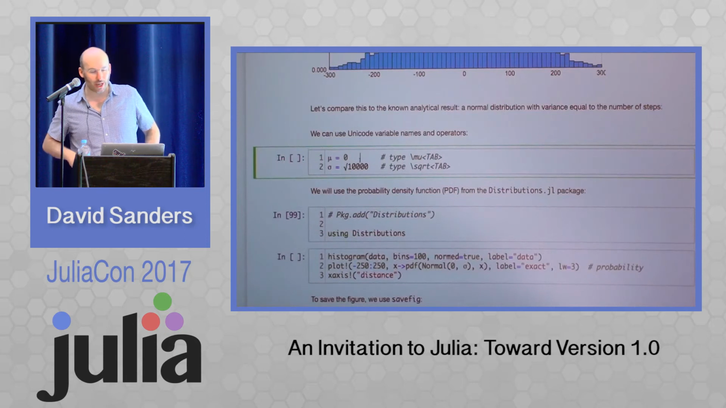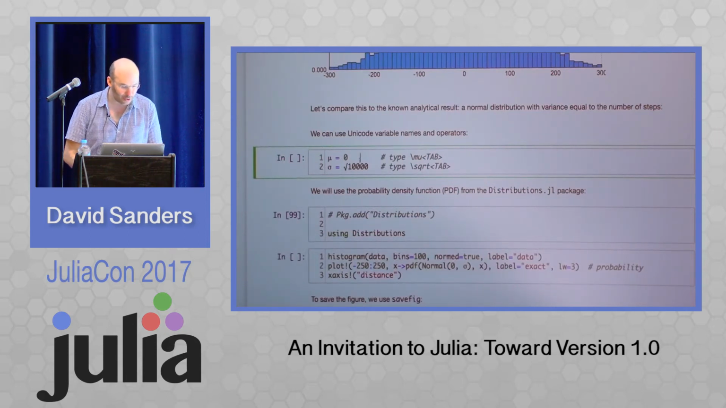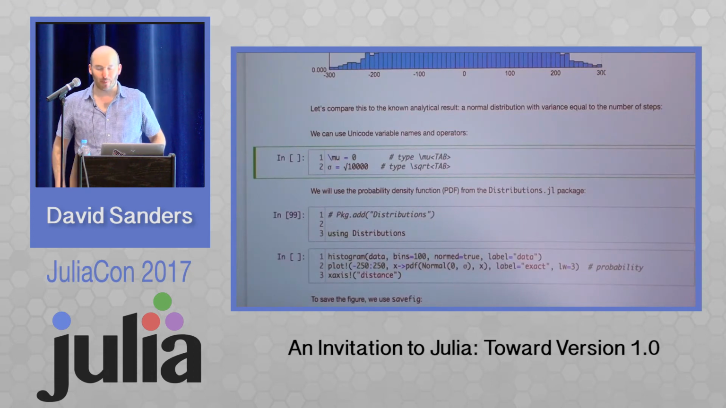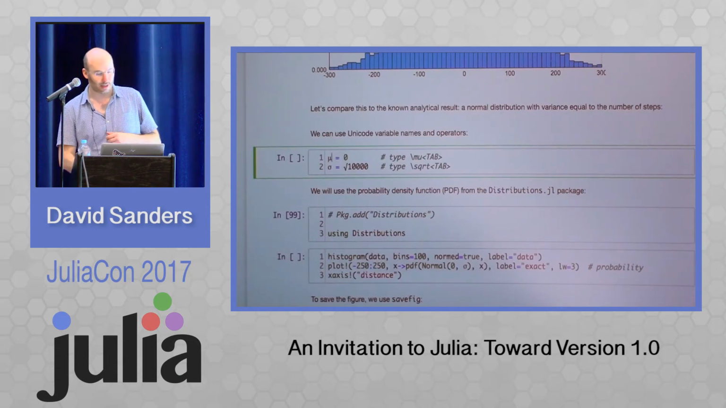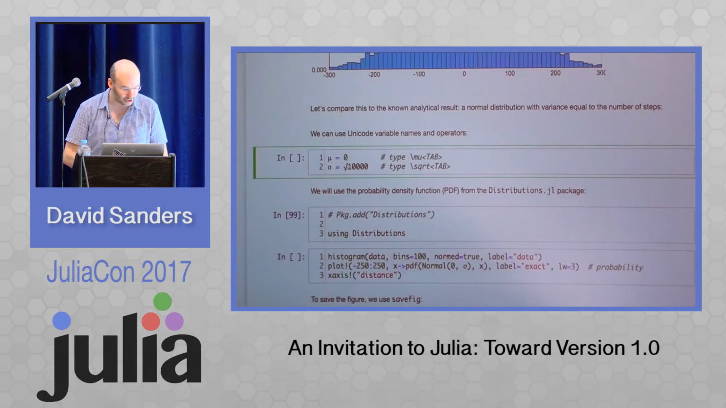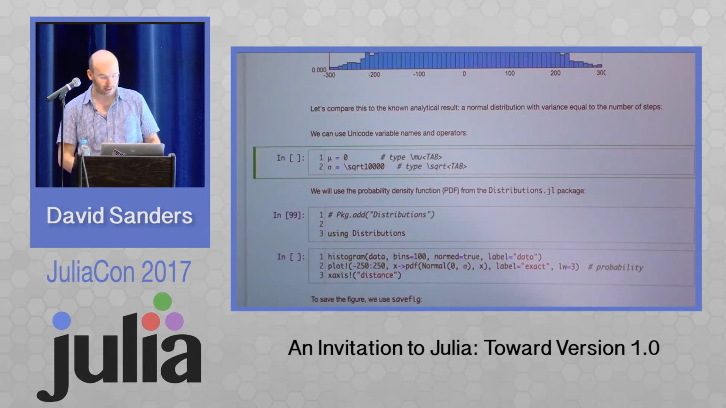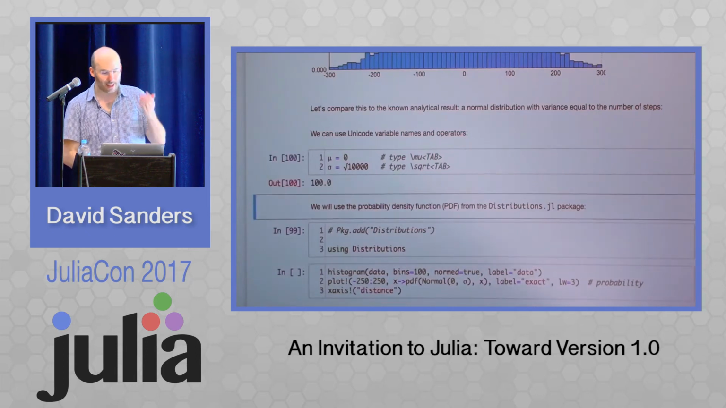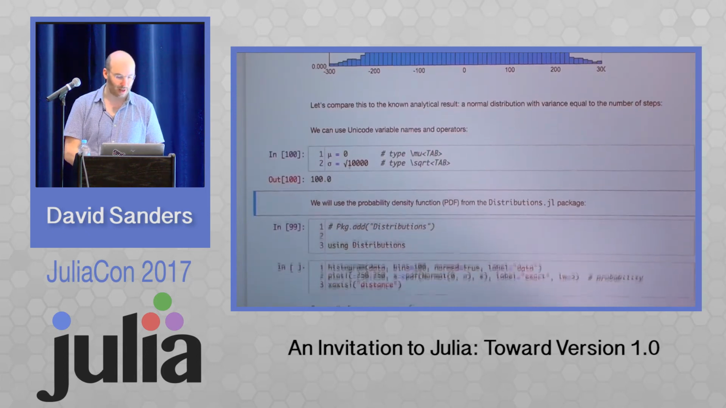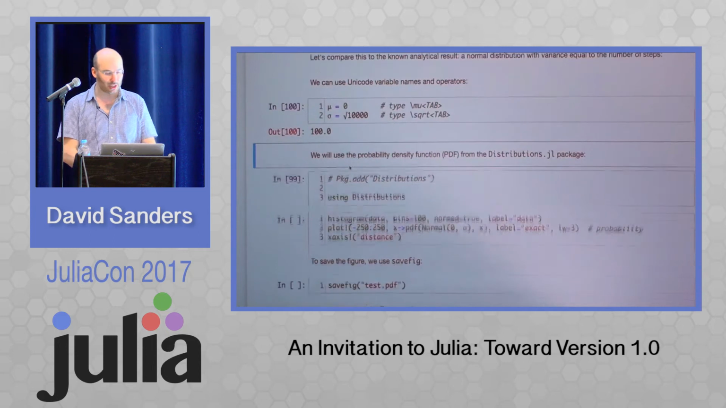And we can use Unicode characters in Julia. So here, I'm using mu, which I type as \mu. I use LaTeX syntax, and I press tab, and it'll complete this to a nice Unicode symbol, mu. And I can do the same thing for sigma and the same thing for square root. So \sqrt, tab gives me the square root symbol. So I have 10,000 steps, so I need the square root of 10,000 as my standard deviation, sigma.